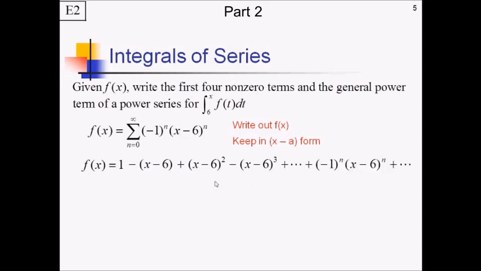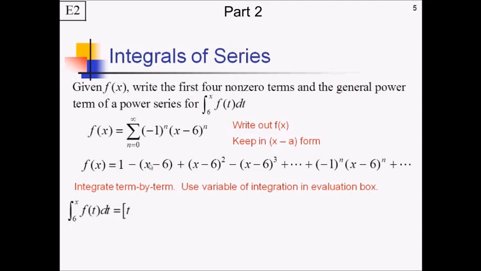All right, at this point, we're just going to go through and integrate this thing term by term. You just have to be careful to use the variable of integration when you're writing out your evaluation box. Up here, our variable of integration is a t, not an x. So if you're putting all this in an evaluation box, the first thing I'm going to have to write is not x, but t. After that, I've got this whole parentheses to the first power. That bumps up to a 2. Dividing by that, I've got minus 1/2 t minus 6 squared.